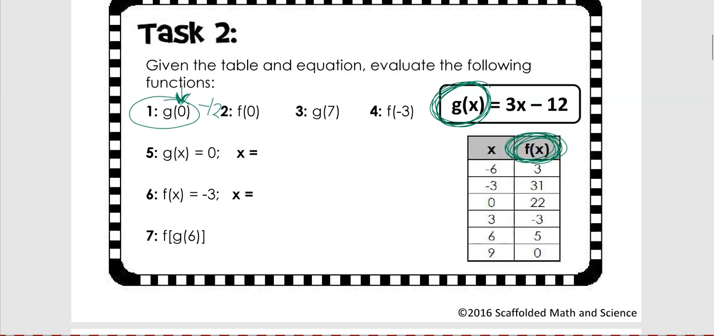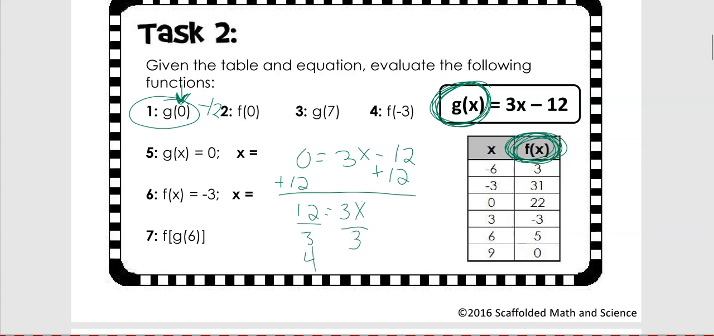So if g of x equals 0, we're going to take 0 and plug it in for g of x. So 0 is equal to 3x minus 12. Well, now we're just solving for x. So we're going to add 12 to both sides, and we get 12 equals 3x. Divide both sides by 3, and 4 is equal to x. So we're going to put x equals 4.